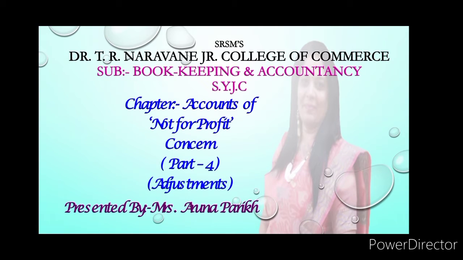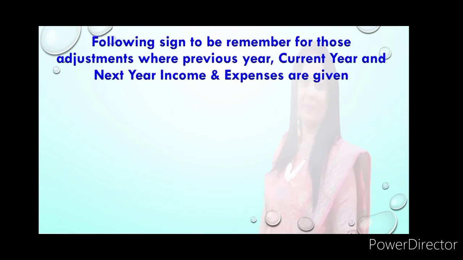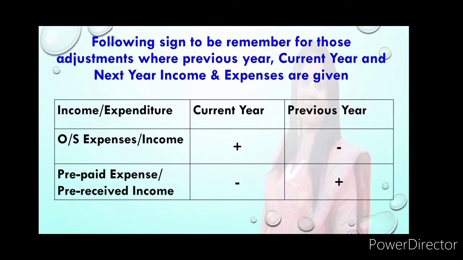In today's lecture, you will understand some adjustments for the not-for-profit concern. Before the adjustments, we have to remember some signs. Following signs are to be remembered for those adjustments where previous year, current year and next year income and expenditures are given. Let's see what those signs are.